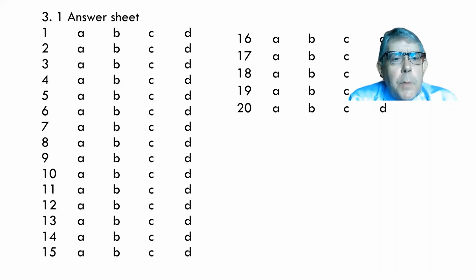That brings us to an end for the question and answer session on 3.1. We're now going to do a 20-question multiple choice exercise. If you have this sheet in front of you, then that's great. If not, just jot down numbers 1 to 20 and write the appropriate answer next to them as we go through it.